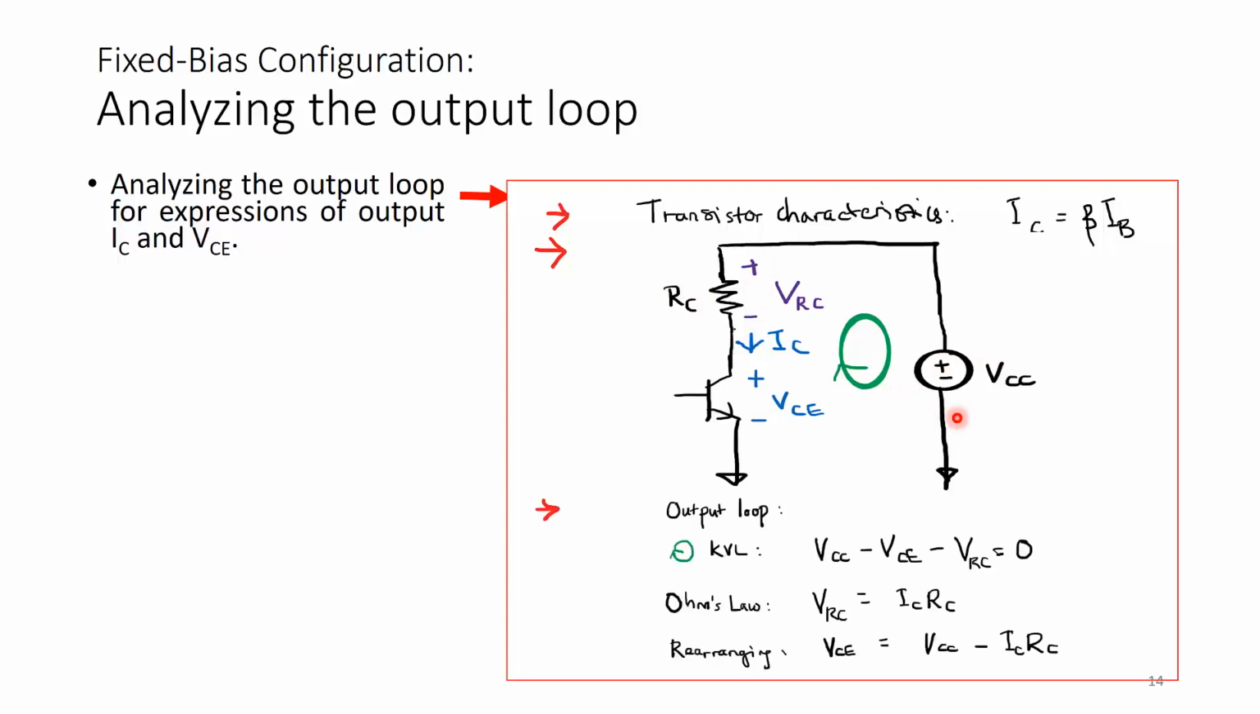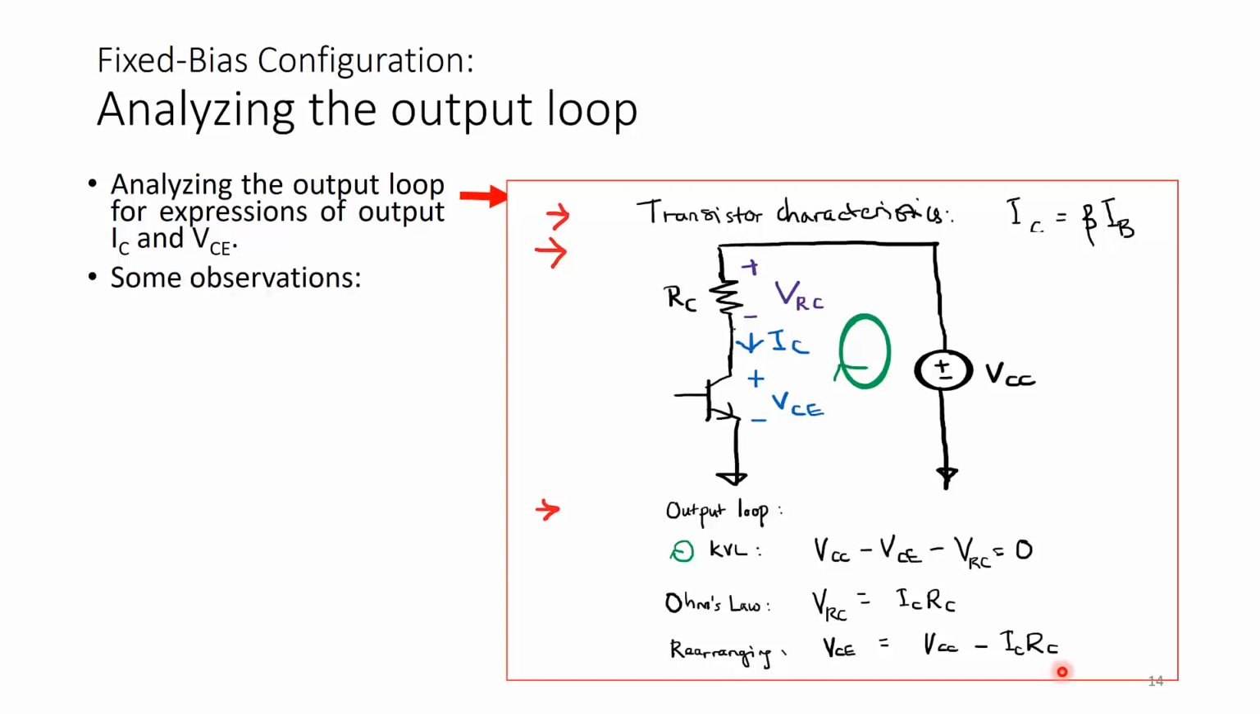And again, I can do an output loop KVL, and I'll get positive VCC minus VCE minus VRC equals 0. And again, this is Ohm's law. VRC will give me ICRC. Rearranging, I can get this expression: VCE is equal to VCC minus ICRC.